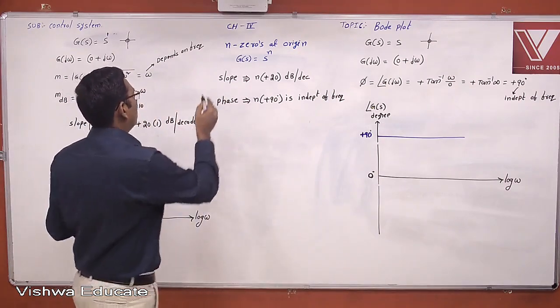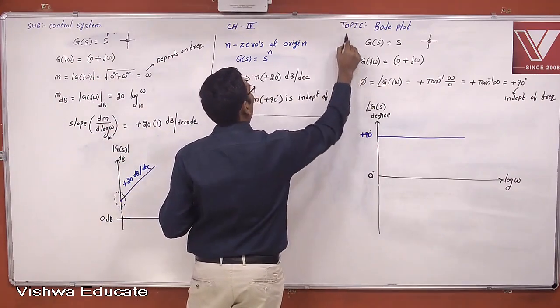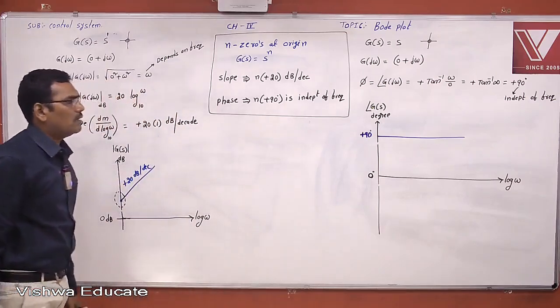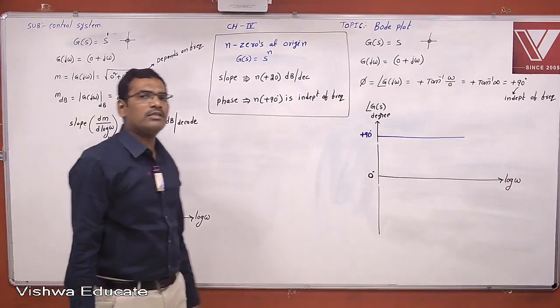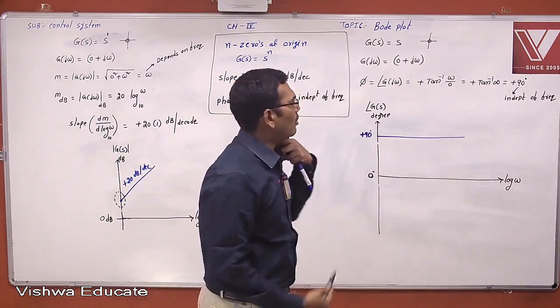This is the table of phase and slope of n zeros at origin. Now your problem may be 1 zero at origin, or 2 zeros, or 3 zeros at origin, and you can easily solve it. First you note down this.